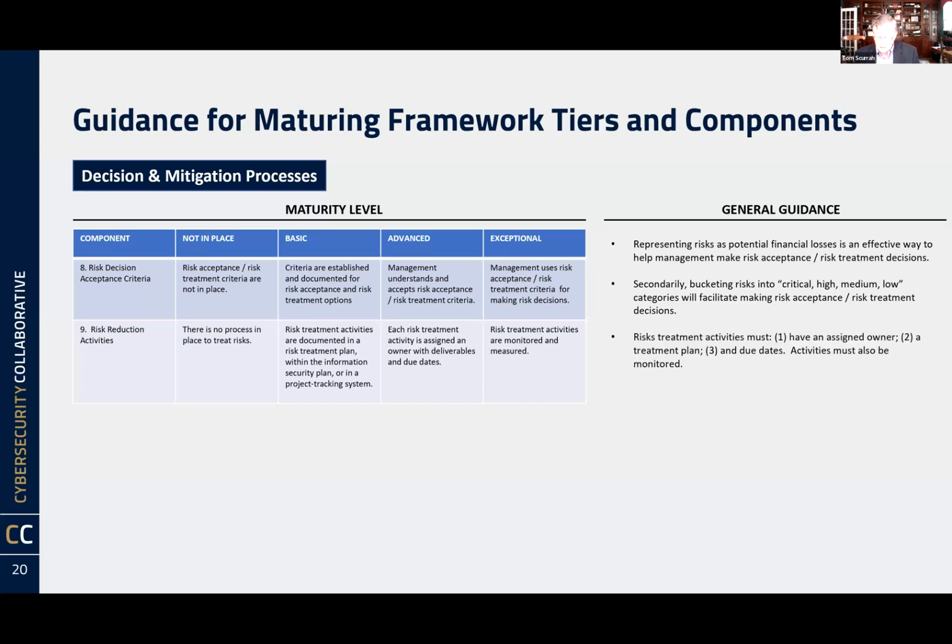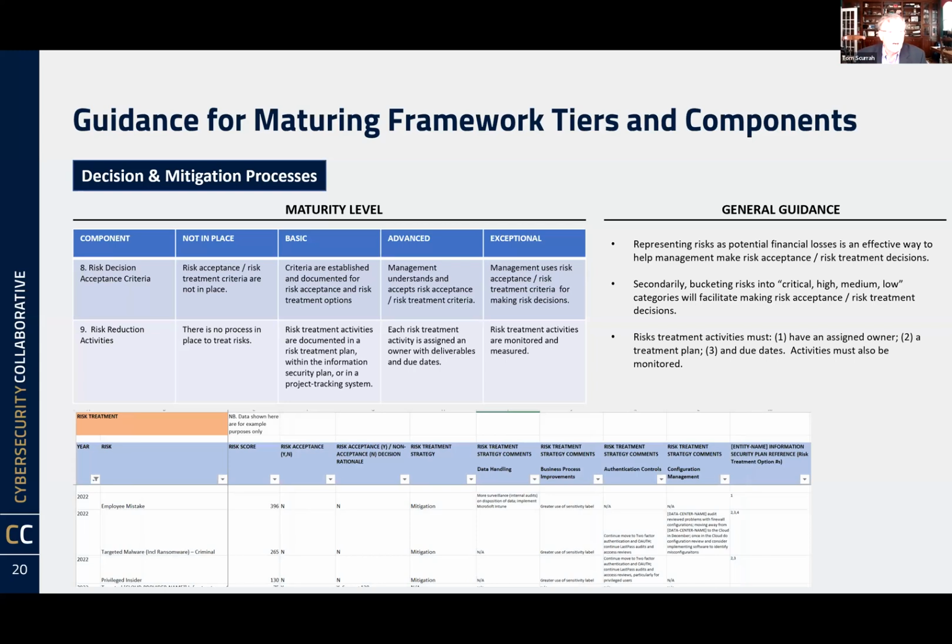Risk treatment plans must have an assigned owner or owners, risk treatment activities, a plan and due dates. We talked about POAMs, or however you do it. If you have an information security risk plan, you can put it in that, and they must be monitored.